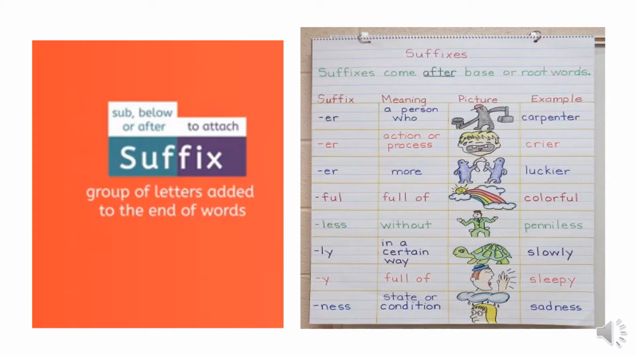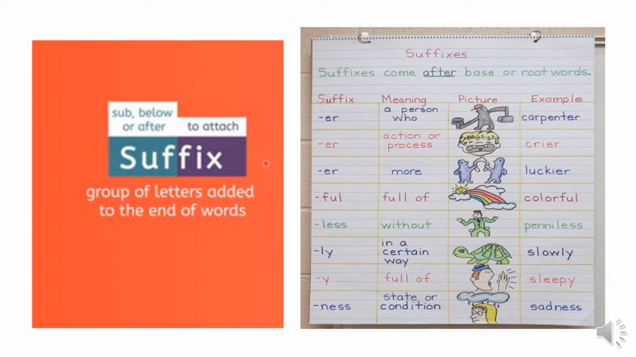Let's look at the word suffix itself. The prefix in the word suffix is suf, meaning sub, below, or after. And fix means to attach. So you are adding or attaching a set of letters after a word. So a suffix is a group of letters added to the end of words.